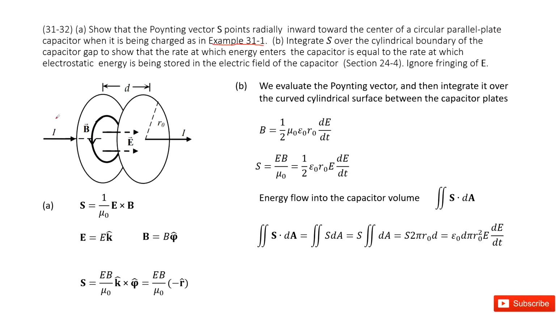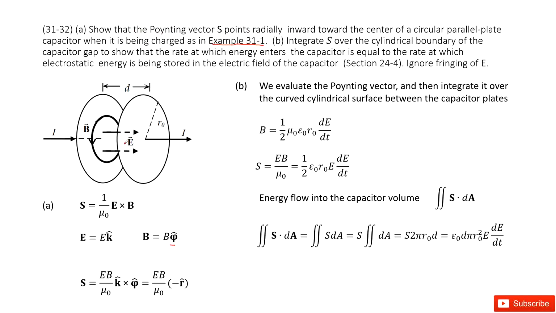So we draw the picture, which looks like that. We know the electric field points in the k direction, the same as the current direction, and the magnetic field goes around in circles. So it rotates in circles, and we can say the direction is phi if you use polar coordinates. First, we are asked to find that the Poynting vector S points radially inward.